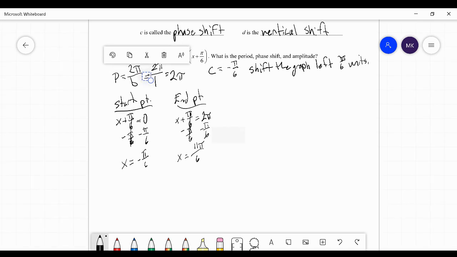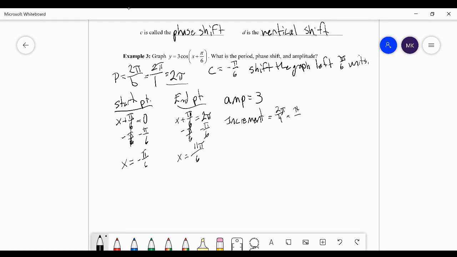Amplitude is pretty easy. Our amplitude is equal to, very simply, 3. Okay, awesome. Now, what are our increments? Well, remember, to figure out our increments, we want to very simply take our period, in this case it's 2 pi, and divide it by 4. And that's just going to be pi over 2.